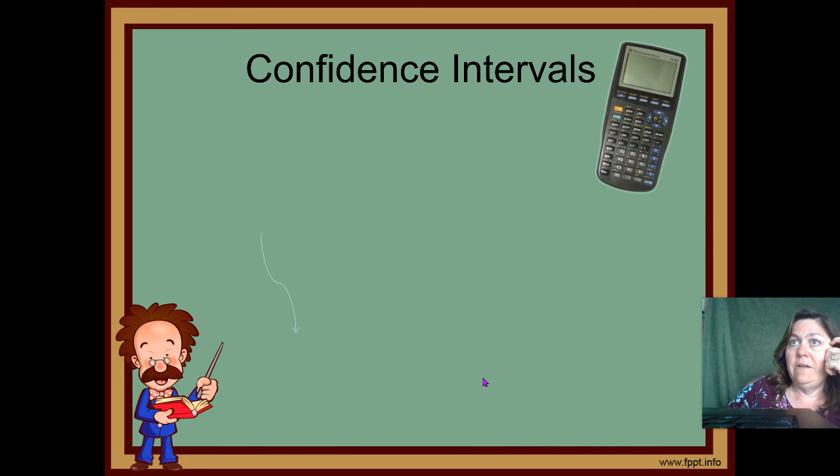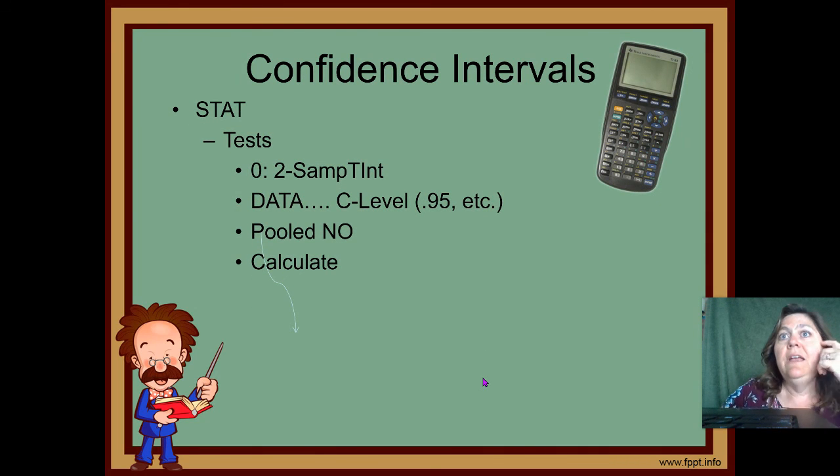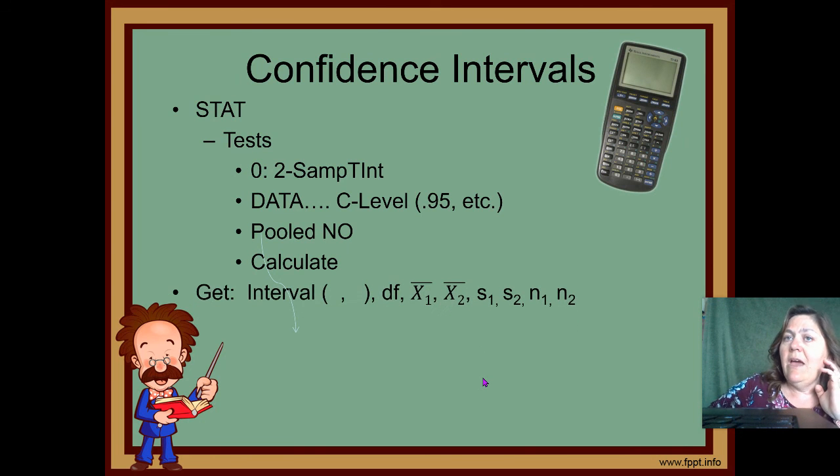Okay, what about confidence intervals in the calculator? Okay, again, you can run your two samp t interval now, not t test, but t interval, t int. If you're entering data, again, you do the same things that the last one had. The only difference here now is that you need to enter the confidence level, which is whatever, 95%, whatever it is. Again, pooled is no, and then hit calculate. When you are done, you will get your interval, your DF, and all your pieces of information here.